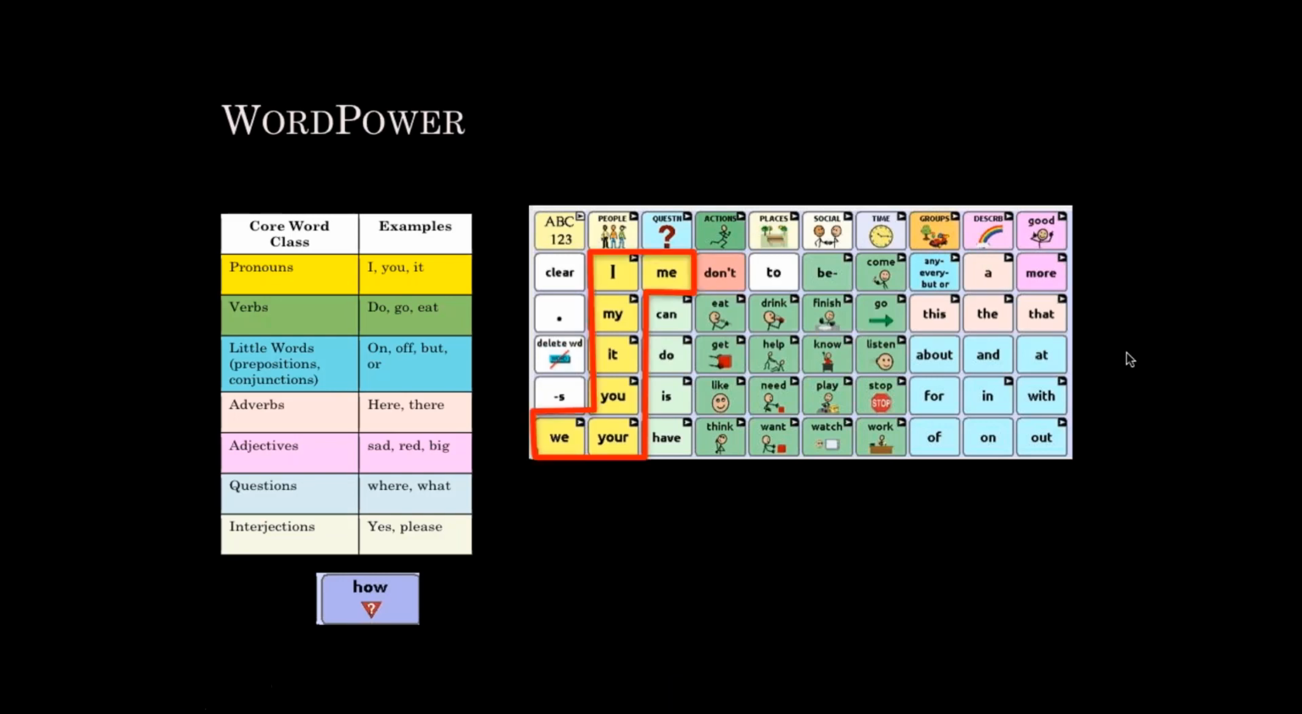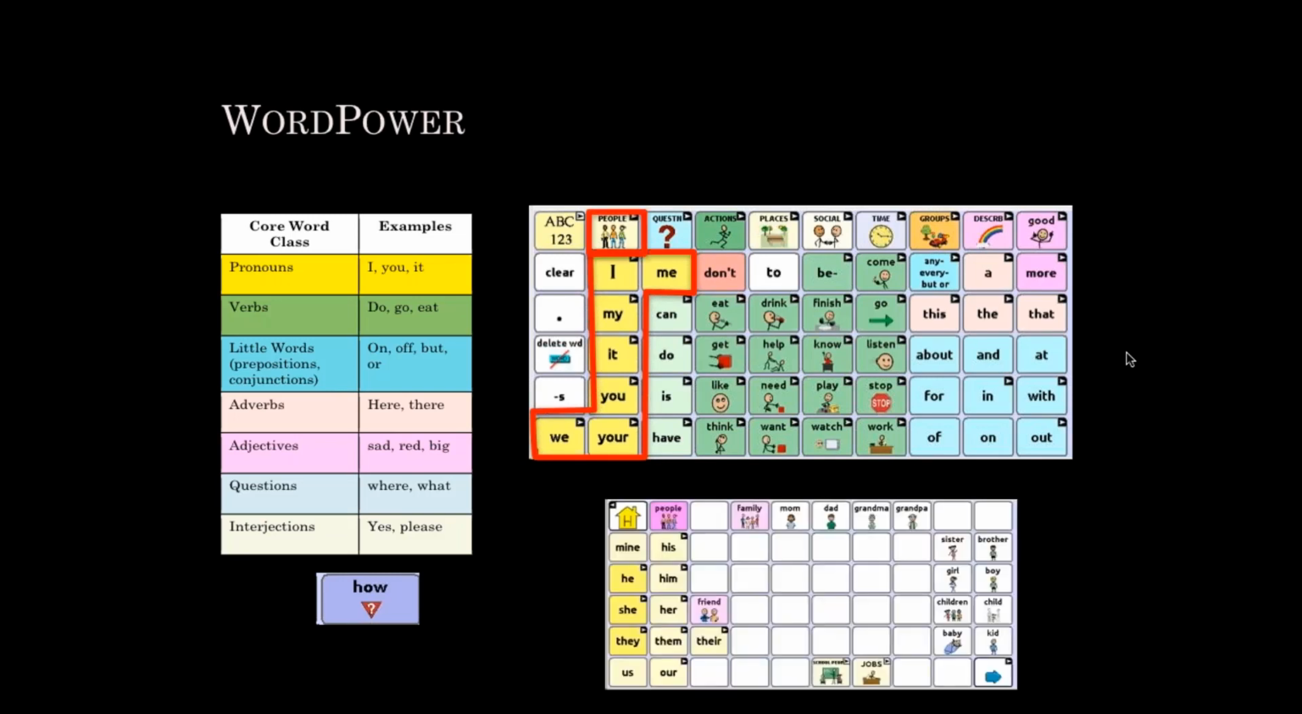If the pronoun I'm looking for is actually not there, where do you think I would go? Based on color coding and the fact that we're talking about pronouns, the answer is, and I know the color isn't quite exactly the same, people. People is a lighter shade of yellow, and it brings up more pronouns. This would also be a place where you could have a button for academic people. For those school teams, if they're trying to teach Martin Luther King or George Washington, they could have an academic people page. Anything to do with a person is going to be under here.